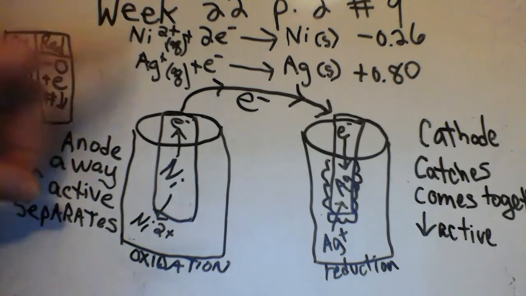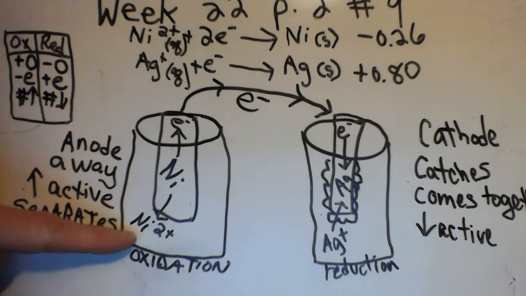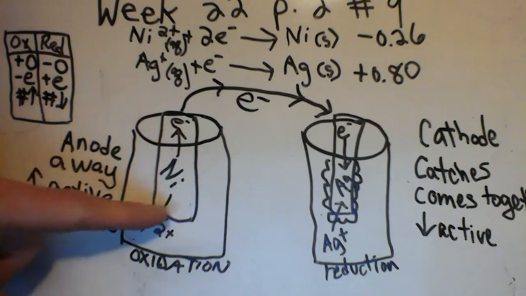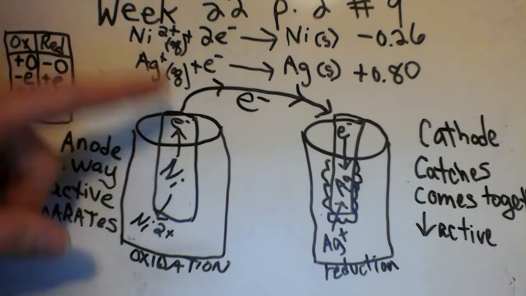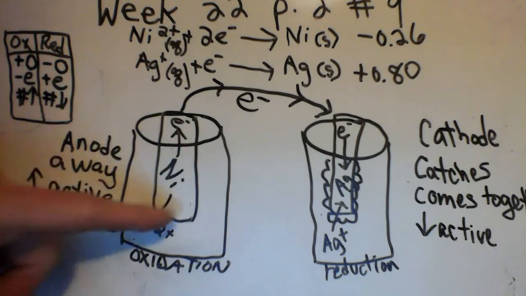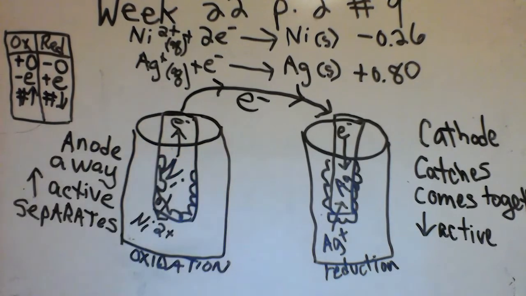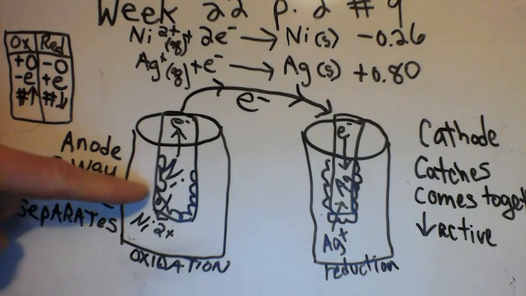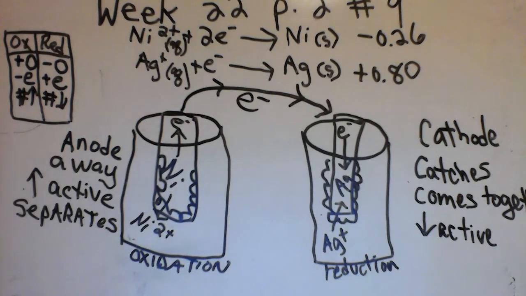And since oxidation is occurring and it's losing electrons and the cations of the metal are falling into solution, this electrode is being broken up or eaten away or reduced in mass. It's losing mass. So I'm making the little bumps to look like pieces are being taken out of this electrode.